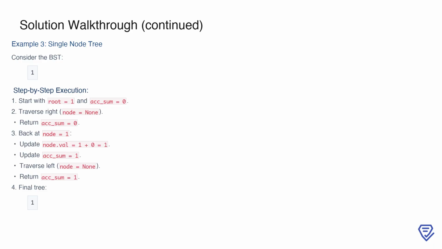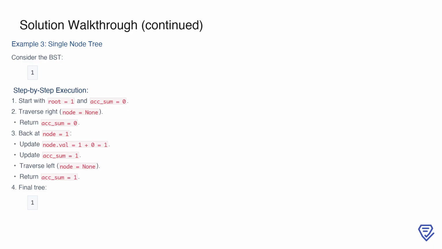Starting with ACC_sum equals 0, we first attempt to traverse the right subtree, but since there's no right child, we return the accumulated sum of 0. Back at the root node, we update its value by adding the accumulated sum, 1 plus 0 equals 1. We then update the accumulated sum to 1.